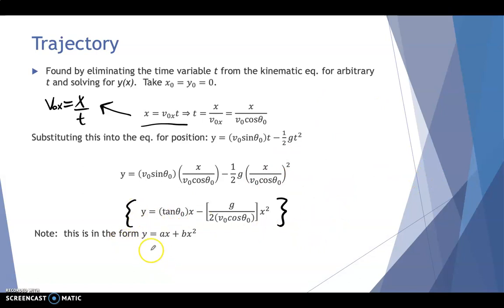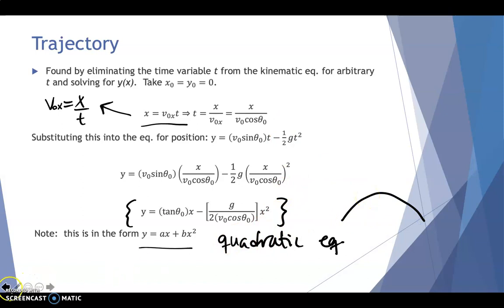Notice that it is in the form y equals ax plus bx squared, or a quadratic equation. So this describes that trajectory motion, which makes sense.